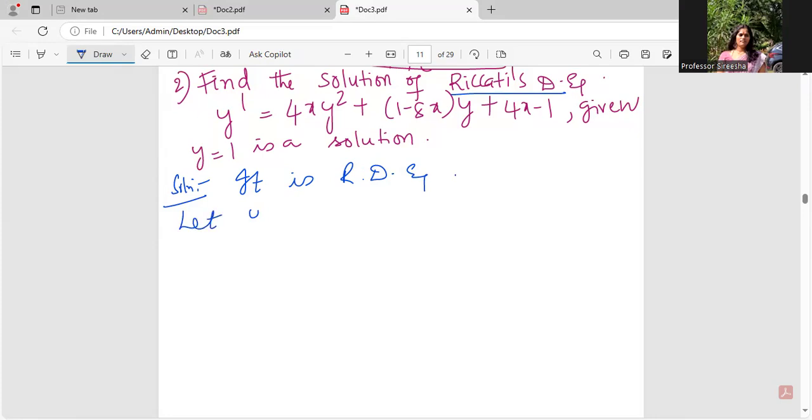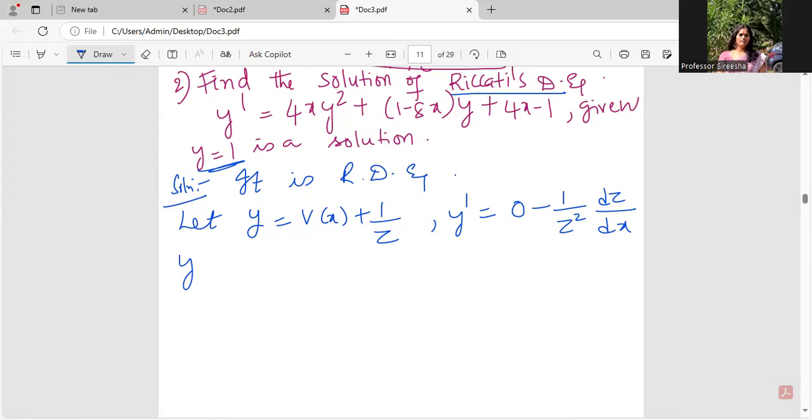start solving it. Okay. Let y is equal to v of x plus 1 by z. Okay. So y prime would, v of x is given to me as 1. So y prime is equal to v of x derivative, one derivative is 0 plus minus 1 by z squared dz by dx. I'll be substituting y and y prime in the given Riccati differential equation.